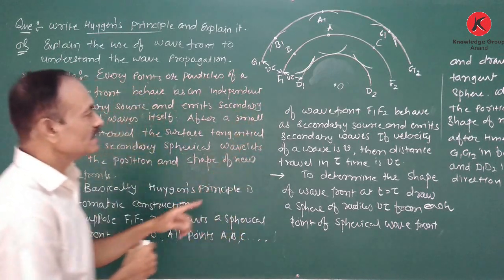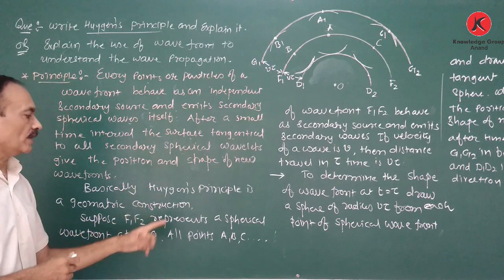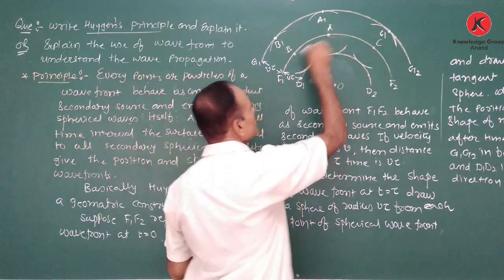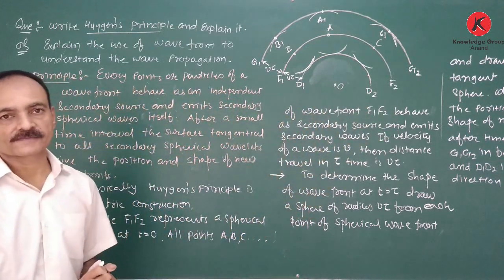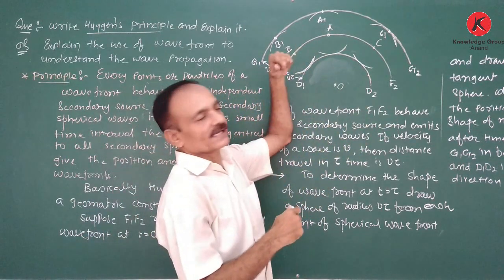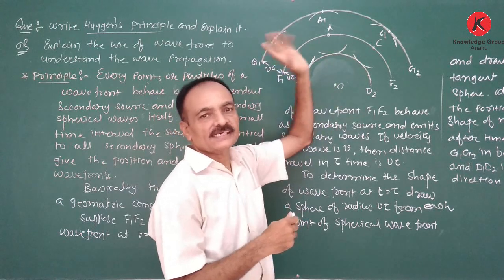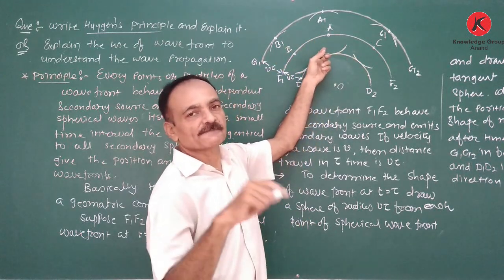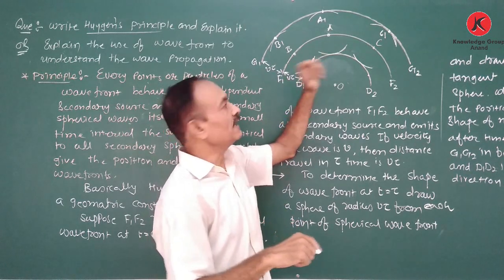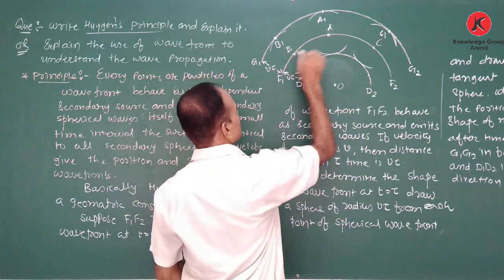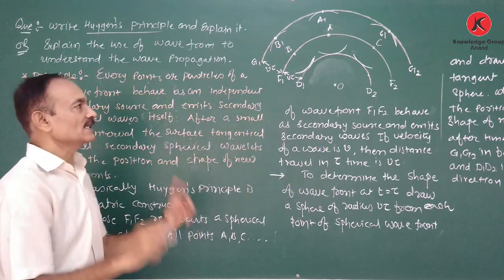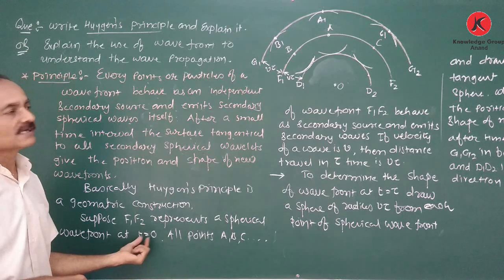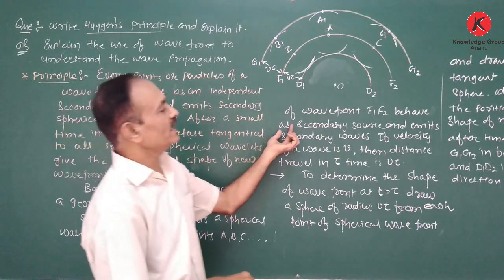Now, let's solve the figure. F1, F2 represents a spherical wavefront. Now, all the points of the particle, like A, B, C, act as secondary sources and produce secondary spherical waves themselves. Here we consider the points A, B, C. These points act as spherical secondary sources and emit spherical secondary waves.